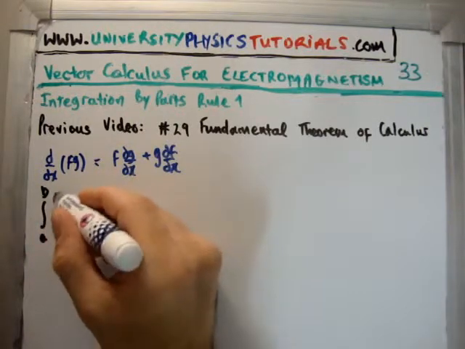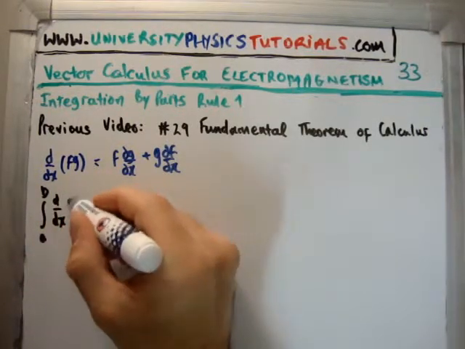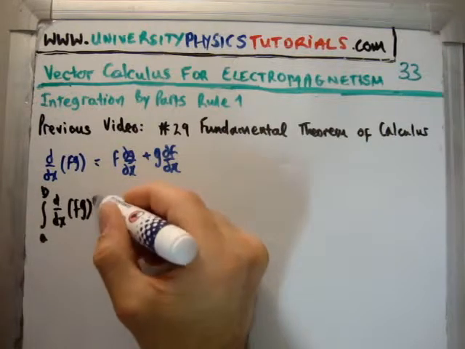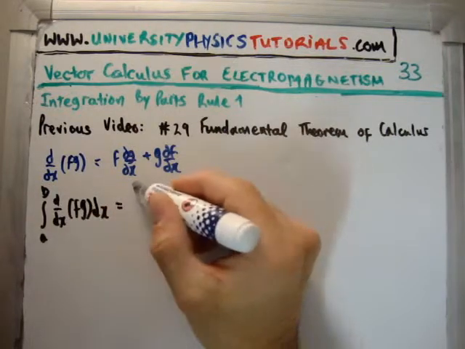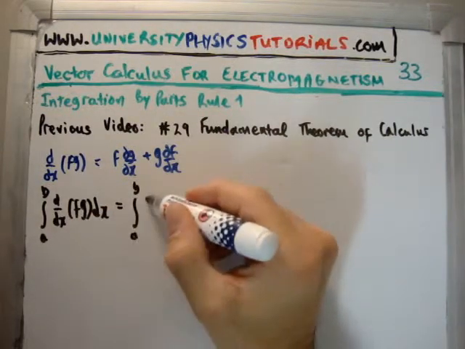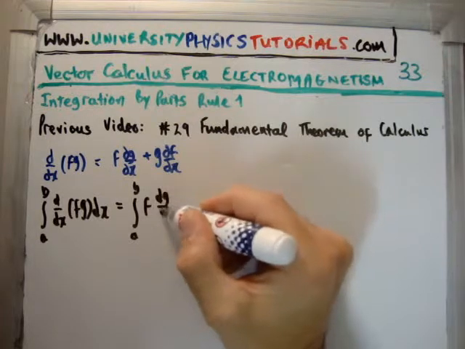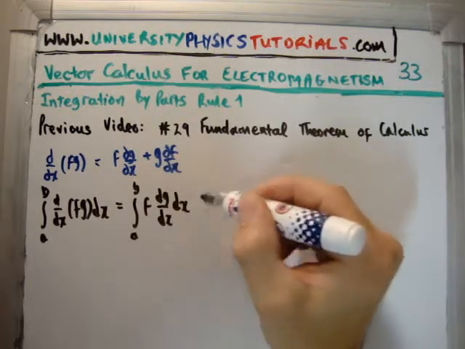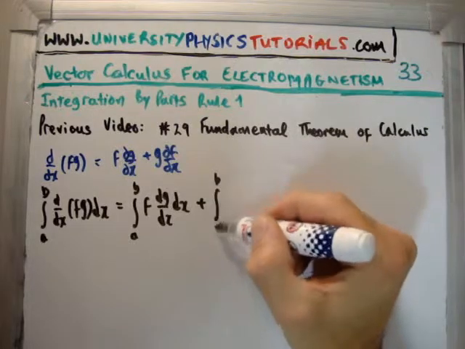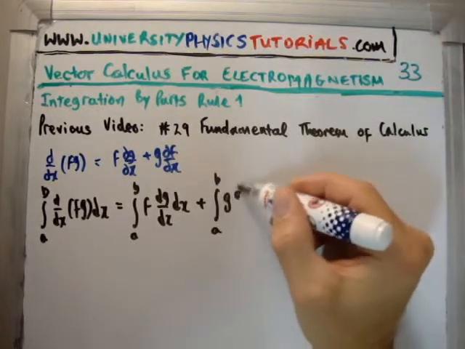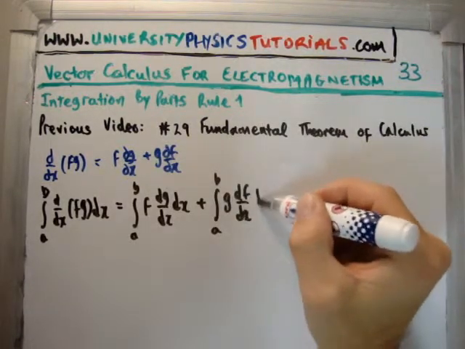So we're going to have the integral between a and b of d dx of fg dx is equal to the integral between a and b of f dg dx dx plus the integral between a and b of g df dx dx.